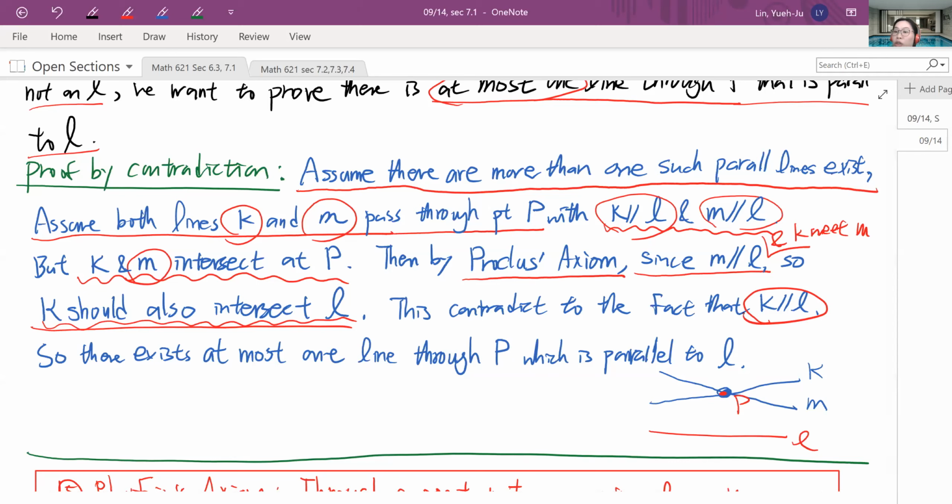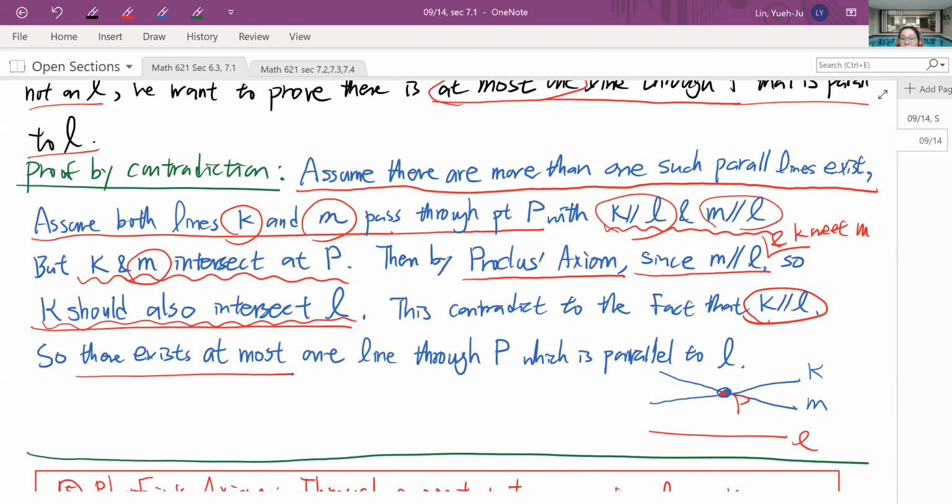On the other side, we start with K parallel to L, so they contradict, right? So this means that there should exist at most one parallel line passing through P. Okay, so that's it. Sorry for the overtime.